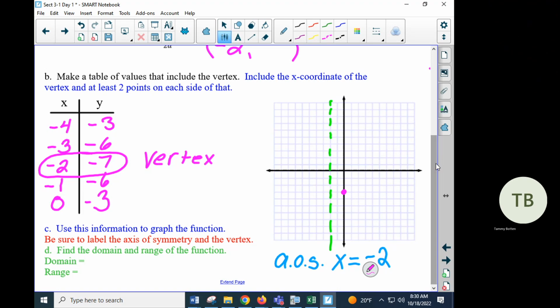So now I can go and plot these points on my graph, okay? I'm going to plot -2, -7.